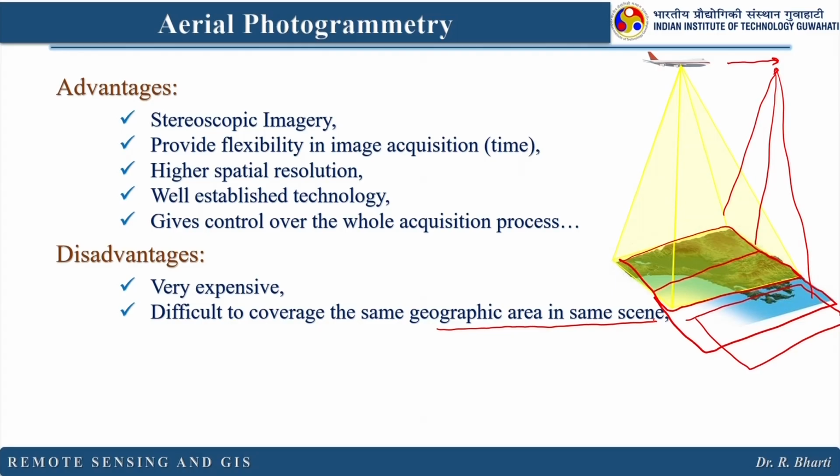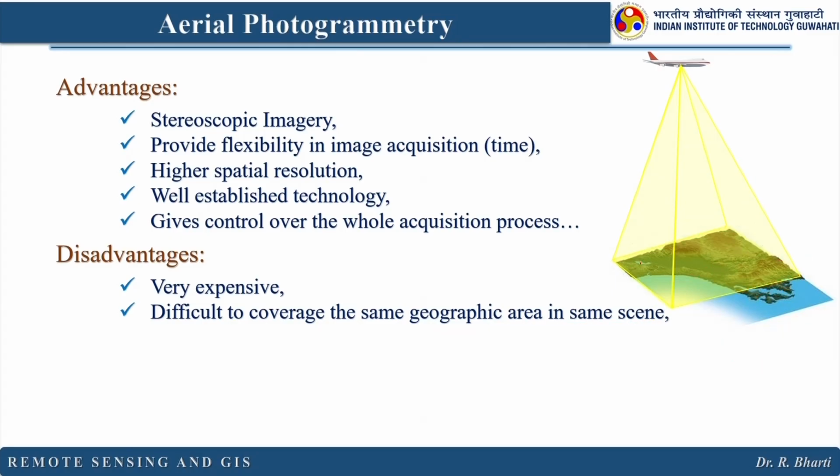And one more thing, you may want to capture this particular area in your first scene, but depending upon the altitude and the FOV you are using, maybe the first scene may cover only this much area, right? So this particular object can be captured in two images, not in one. So that is again another limitation of this aerial photogrammetry.